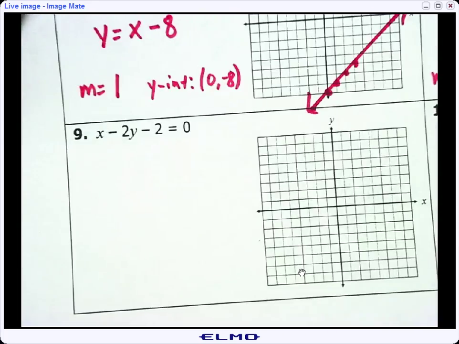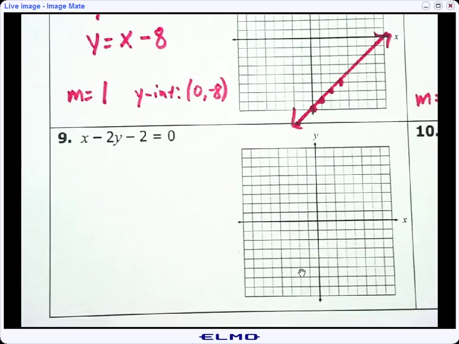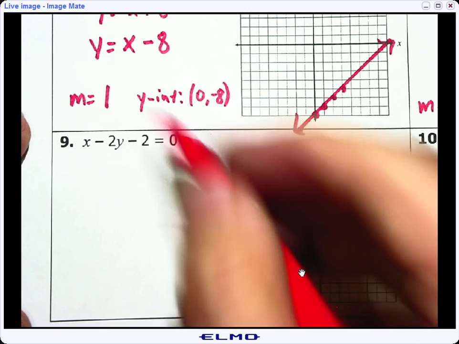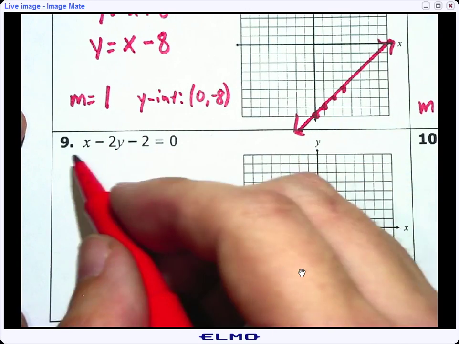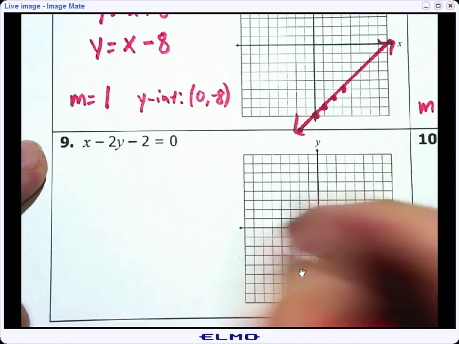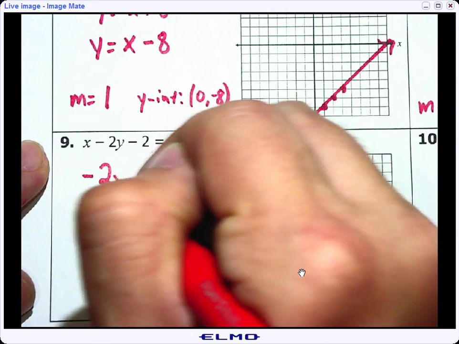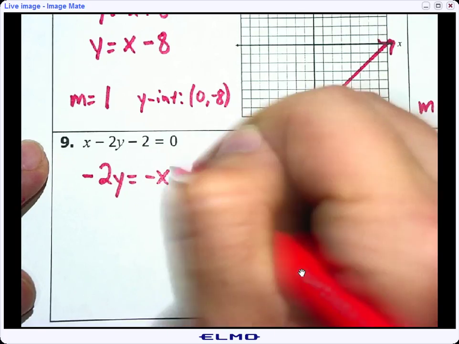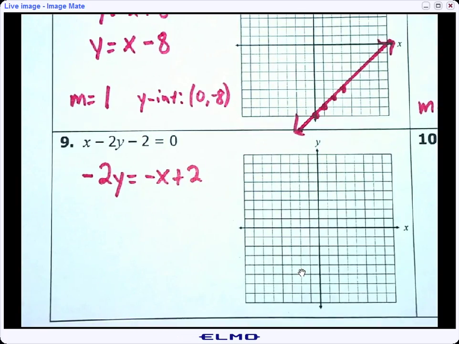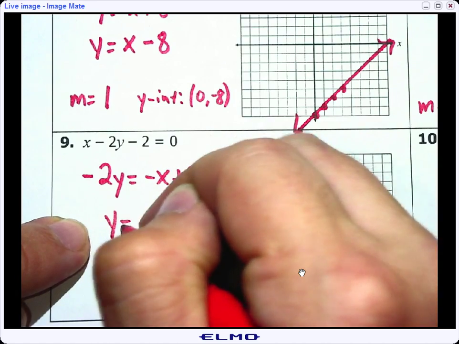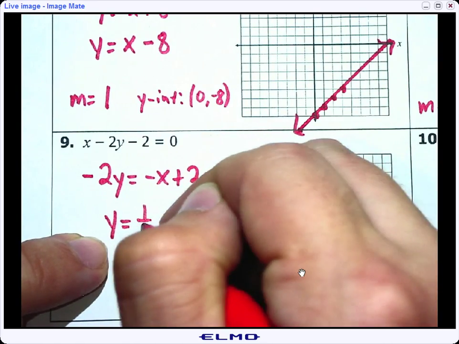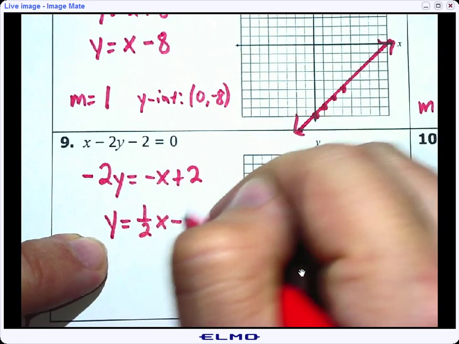All right, number 9. So a couple of things here. I need to get the x and the -2 on the other side. So we're going to subtract the x and add the 2, which would give you -2y equals -x plus 2. Now divide everything by -2. We get y equals +1 over 2x minus 1.